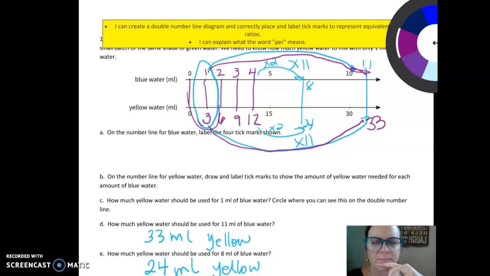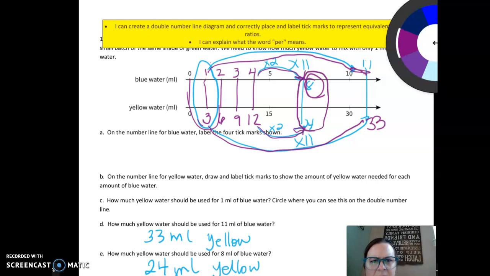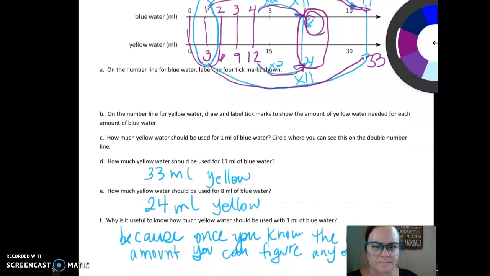How much yellow water should be used for 8 milliliters of blue water? So what I'm going to do is look right here. For 8 milliliters of blue water, that's what I have right here. I'm going to take the 4 milliliters of blue water and I'm going to double it, because 4 times 2 is 8. And then I'm going to double the 12, 12 times 2, to get 24. And then I know that for 8 milliliters of blue water, I need 24 milliliters of yellow water.